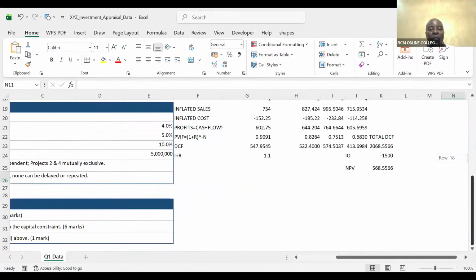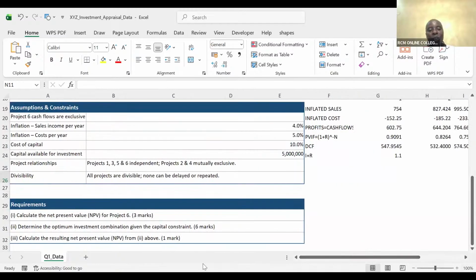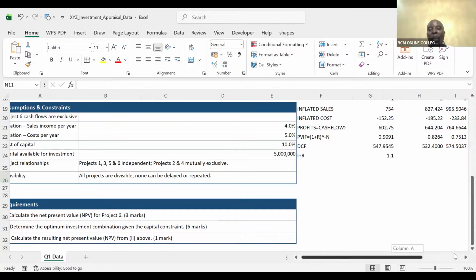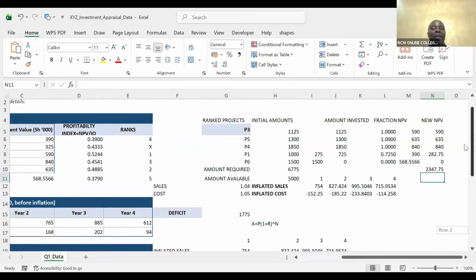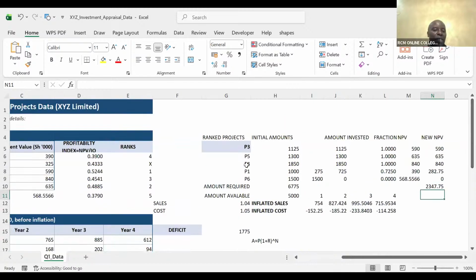Because the last one that they wanted us, ladies and gentlemen, to give an answer here is to calculate the resulting net present value from 2 above, to determine the optimal investment combination given the capital constraint. So given the capital constraint, how are we combining these projects? Oh yes, we have already answered that, ladies and gentlemen. This is the optimal project combinations. P1 all the way up to P3, and P6 we're investing 0, like that.